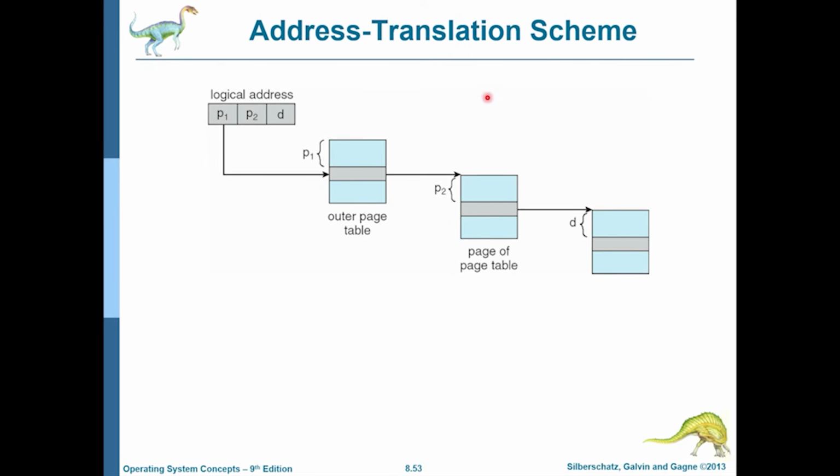And this is a more diagrammatic explanation of what I talked about in the last slide. We use P1 to index into an outer page table. So this is an outer page table, and you see the gap here from the base is P1, which is basically this number over here. And then whatever address we get, that is the base address of the inner page table. Then we use P2 to index into that inner page table, and we get the base address of the frame. And then we use D to index into that frame, and we get our physical memory location.